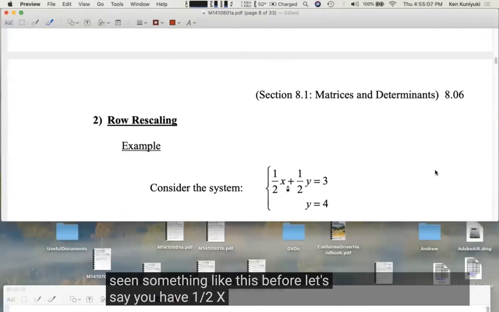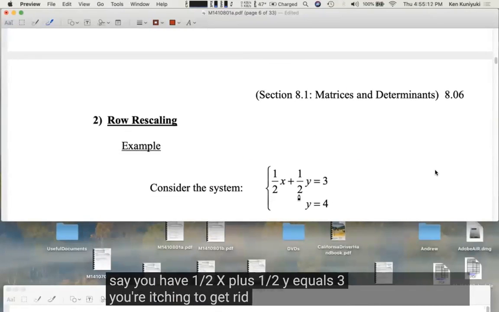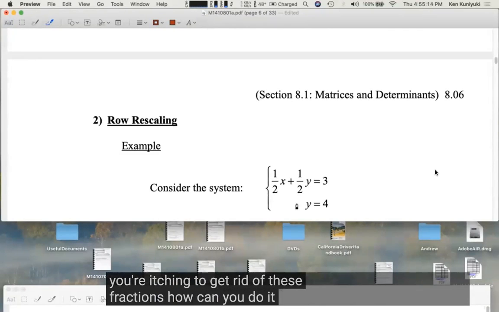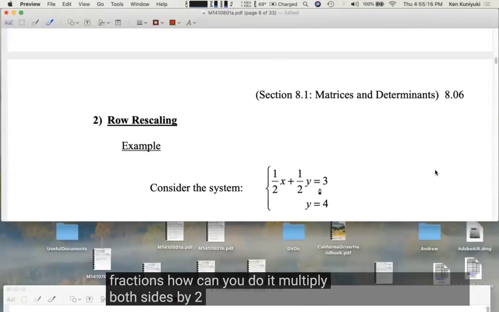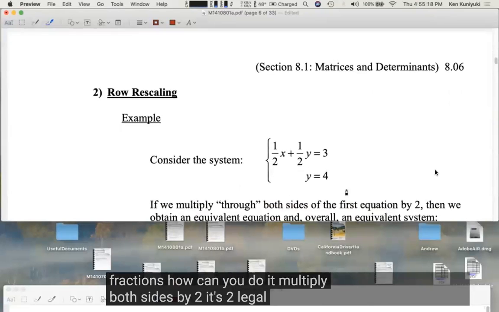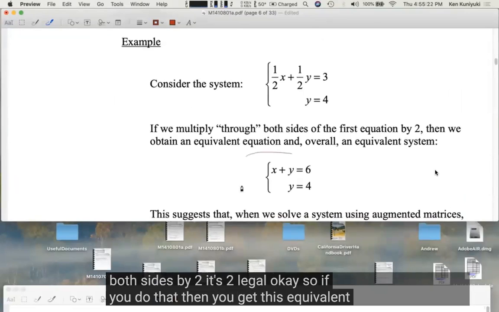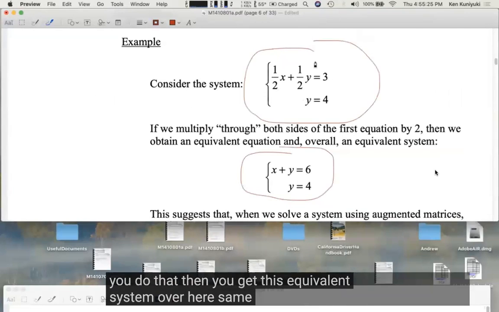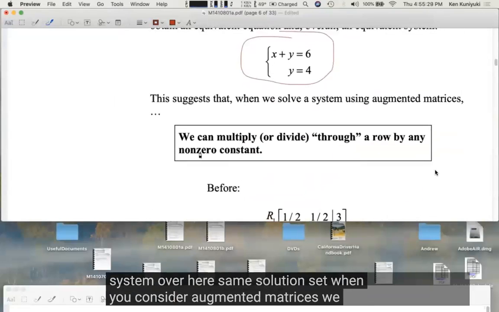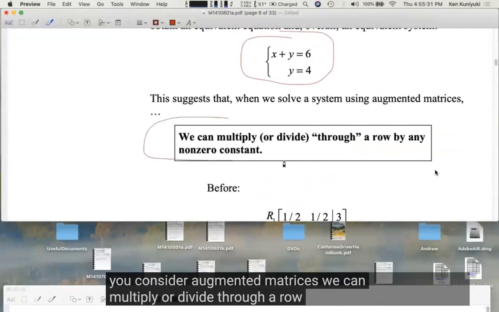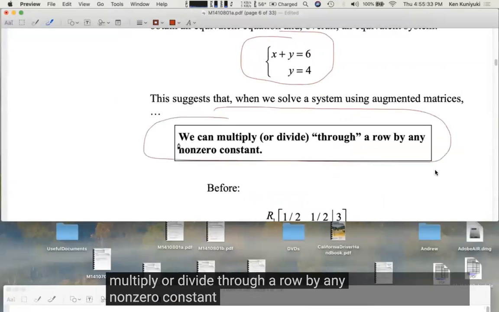Let's say you have 1/2 x plus 1/2 y equals 3. You're itching to get rid of these fractions. How can you do it? Multiply both sides by 2. It's still legal. If you do that, you get this equivalent system over here, with the same solution set. When you consider augmented matrices, we can multiply or divide through a row by any non-zero constant.